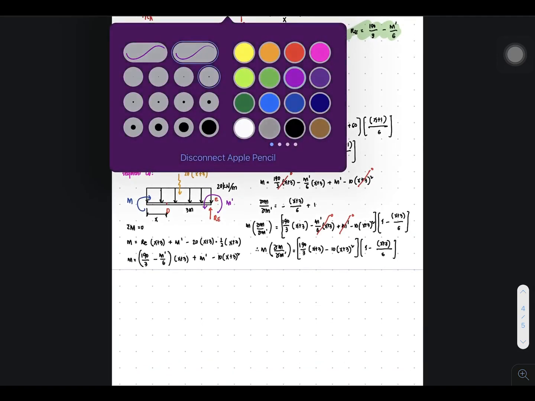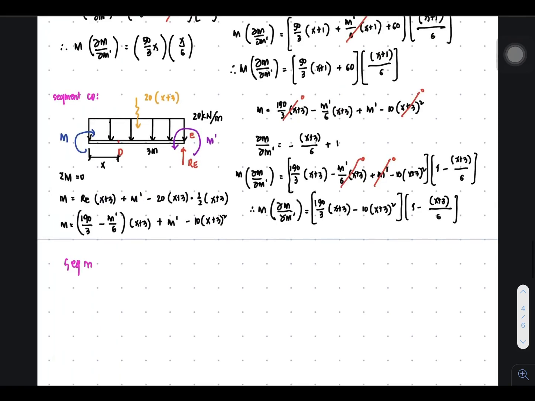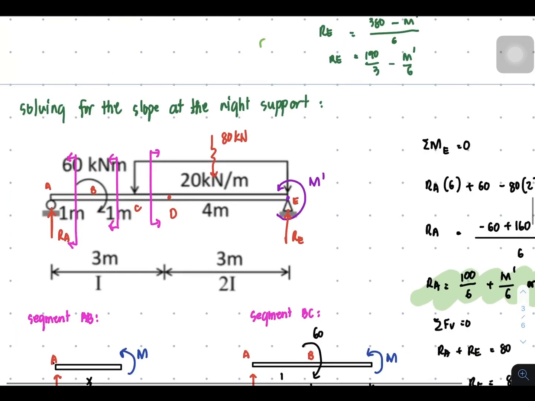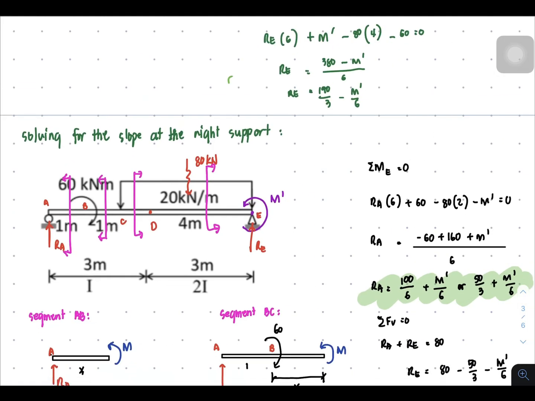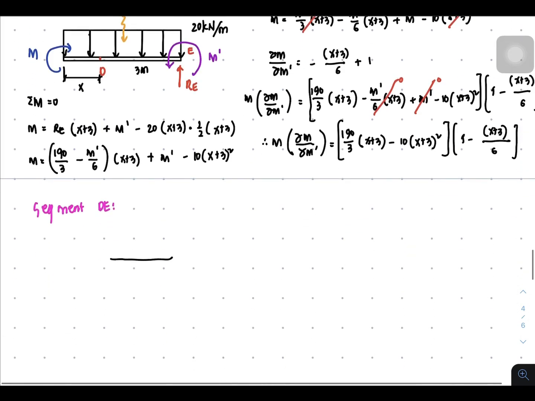This is for segment CD. Let us continue to our last segment, DE. For segment DE, all we have to do is cut this portion and consider the right side. And let's draw now the cutting. So I'll just cut now the portion. So that is the portion of cutting, and apply the load.